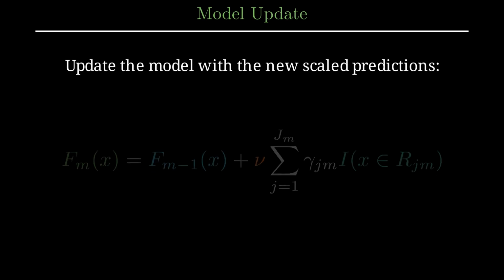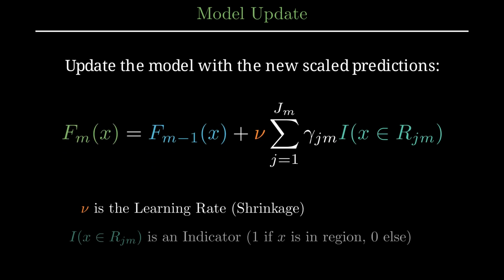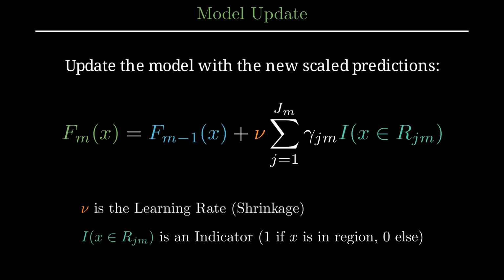After computing the leaf values, we update the model by adding them to the previous predictions, scaled by a learning rate, typically around 0.1. This scaling helps prevent overfitting and stabilizes the optimization process. Although the formula is written as a sum, for any given input, only one term is active, since each input falls into exactly one decision region, and the indicator function is 1 only for that region and 0 for all others.